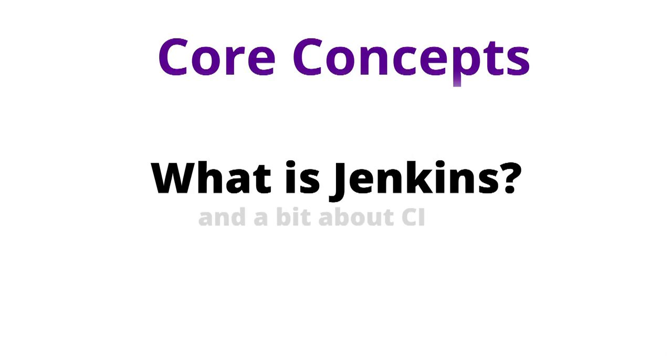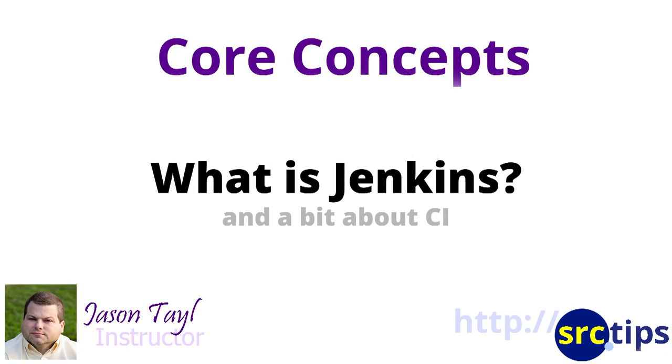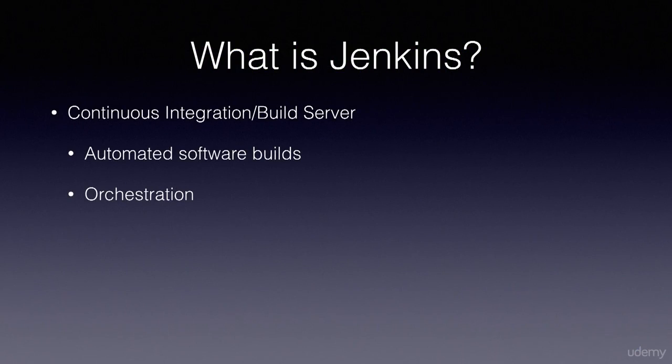Jenkins is a continuous integration and build server. I'll cover continuous integration in a few minutes. Basically, Jenkins is used to manually, periodically, and/or automatically build software development projects. These project builds can include compilation, running automated tests, verifying code quality adherence, and even deployment to an application server.